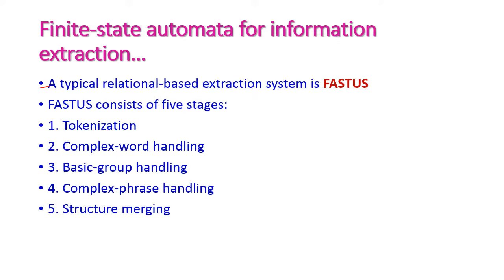A typical relation-based extraction system is FASTUS. This FASTUS consists of 5 stages. First one is tokenization, then complex word handling, basic group handling, complex phrase handling, and structure merging. We will see all these 5 stages one by one.